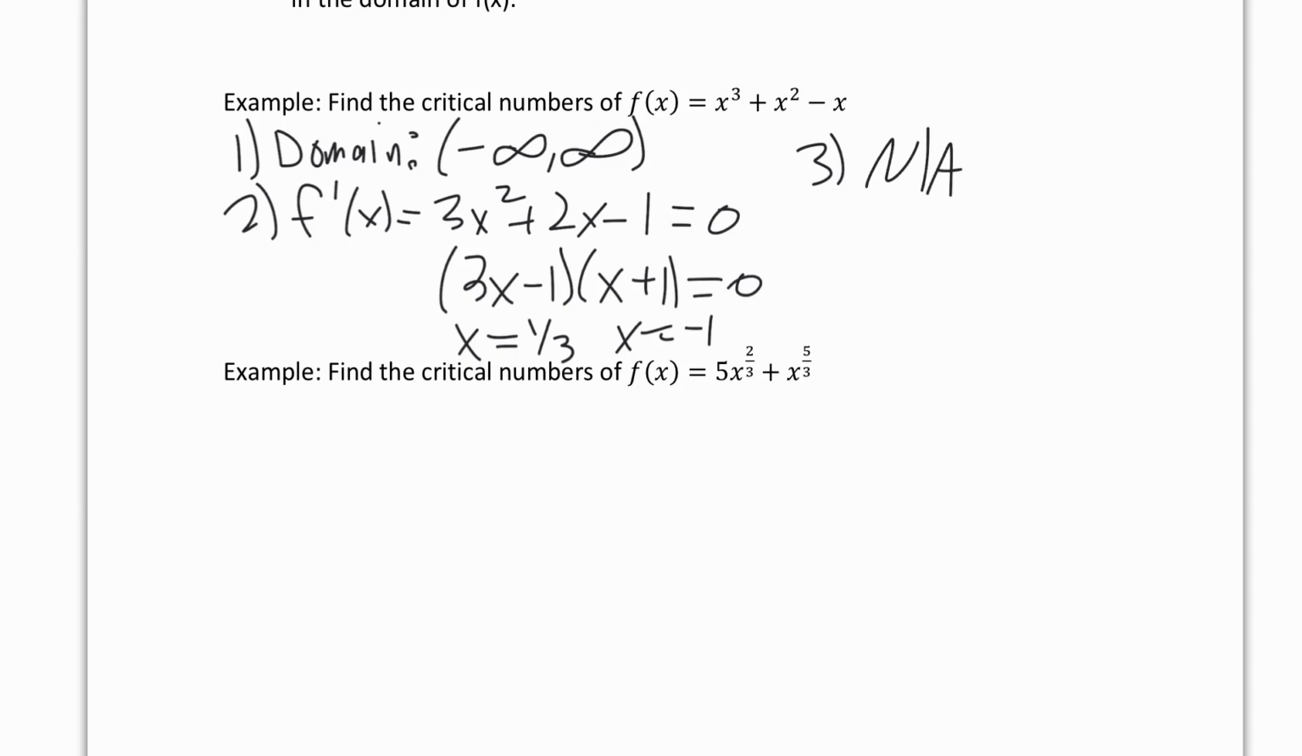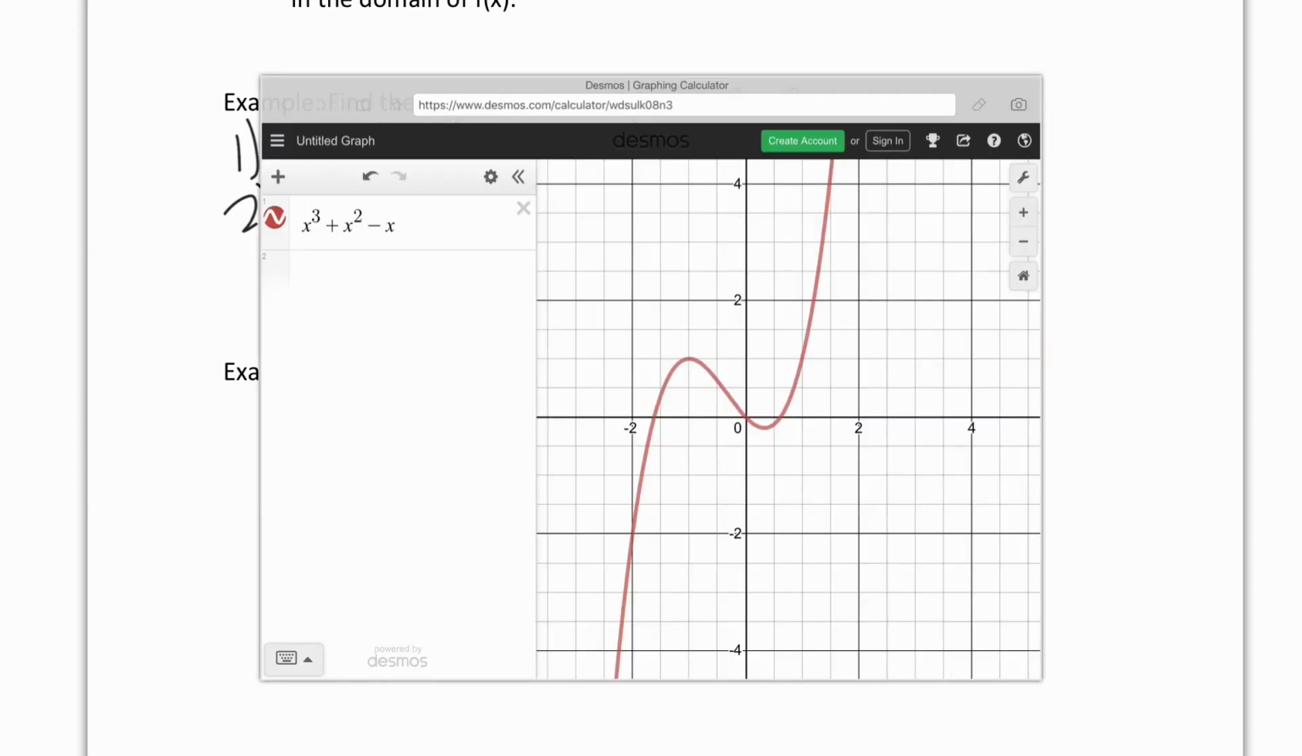So let's take a quick look at this on Desmos. So we can see here our polynomial. It's a nice cubic function. And if we look right here, you can clearly see a derivative of 0 at -1 and another derivative of 0 at 1/3.